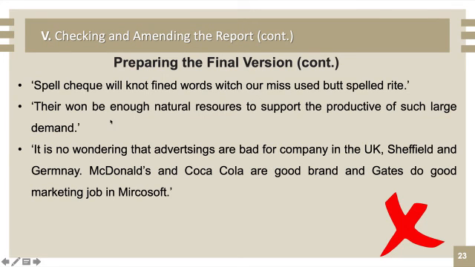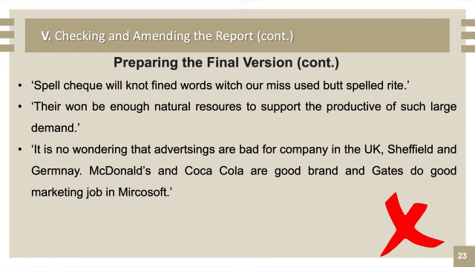First, spell check will not find words which are misused but spelled right. And the second sentence is, there won't be enough natural resources to support the productive of such large demand. And the last sentence is, it is no wondering that advertisings are bad for company in the UK, Sheffield and Germany. McDonald's and Coca-Cola are good brand, and Gates do good marketing job in Microsoft.